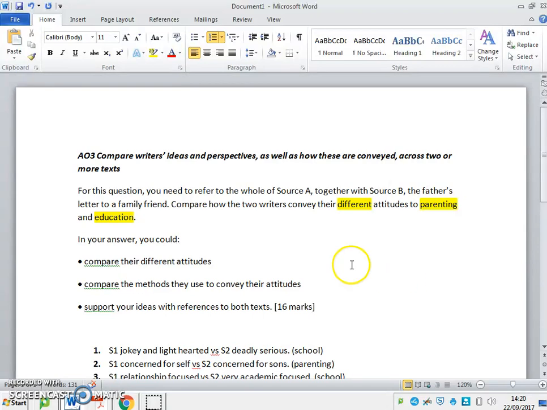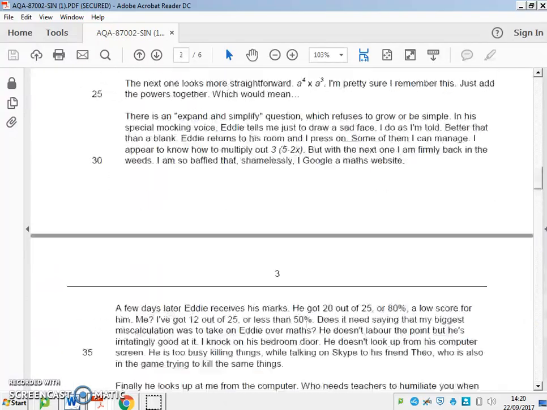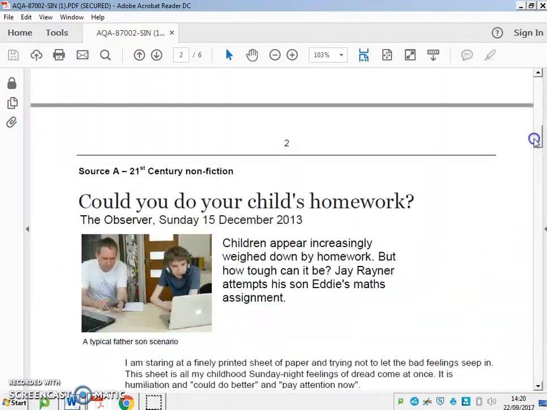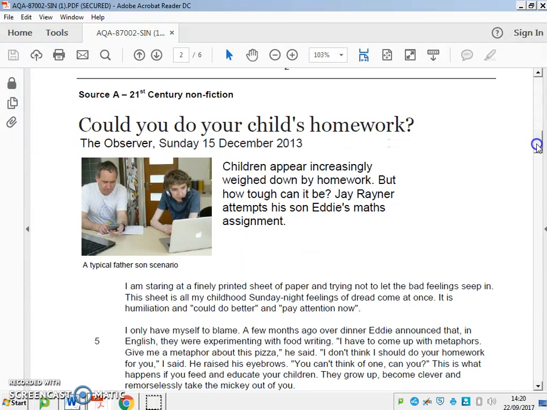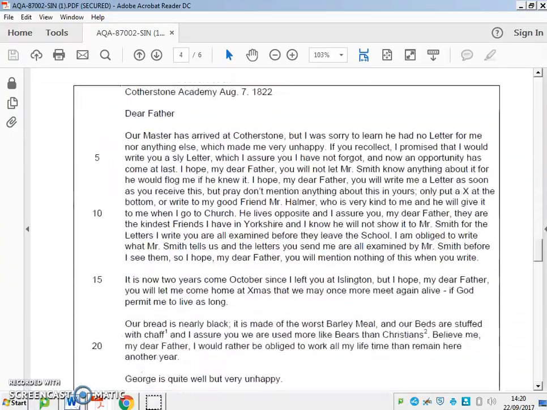The example I'm going to use for this is the sample papers of AQA. I'll put a link in the description box, but if you pause the video now and try and find the sample paper that looks like this in the link, and have a good read of this, and then have a good read of this one.